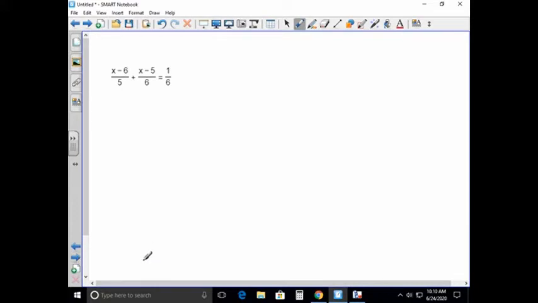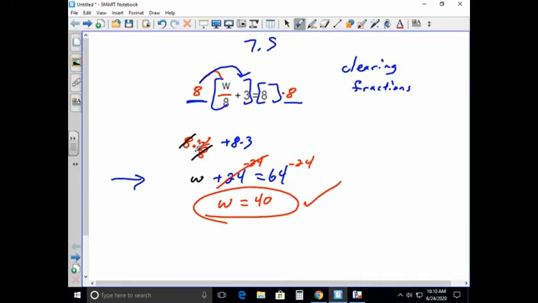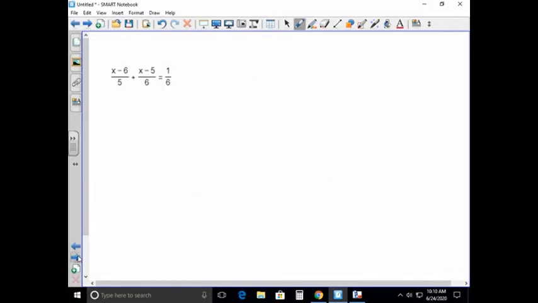Let's take a look at this one. In the previous one, we only had one denominator that showed up. So it was easy to figure out what number we needed to multiply by. Here we have two different denominators. We have 5 and 6. So they may have, in the video on this section, described it as we need to multiply both sides by the least common multiple. So what is our least common multiple? What is the smallest number that 5 goes into and that 6 goes into?